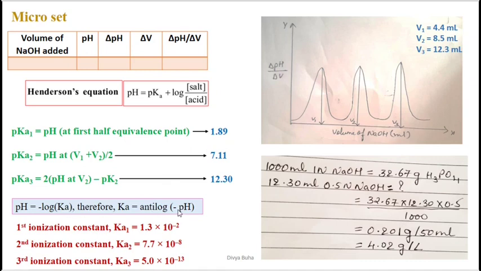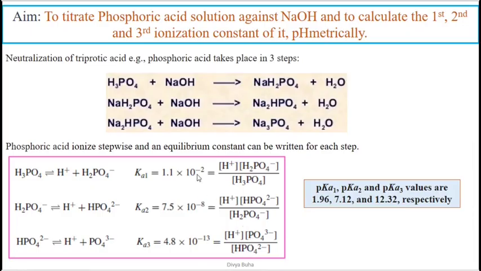Okay, antilog minus 1.89, and you will be getting 1.3 into 10 raised to minus 2. Then you have to use the second value, put it in this equation, find out, and you will be getting 7.7 into 10 raised to minus 8, and then put the third value, you will be getting 5 into 10 raised to minus 13, right? So over here we saw that the values were in 10 raised to minus 2, 10 raised to minus 8, and 10 raised to minus 13.